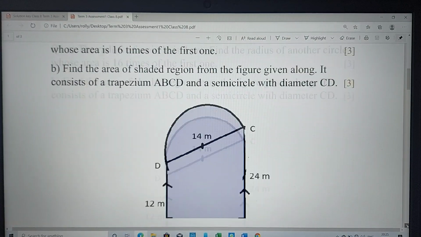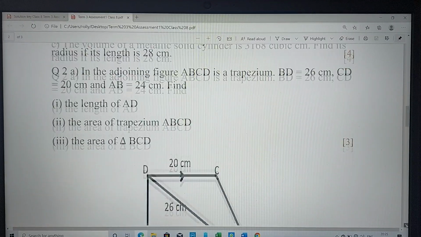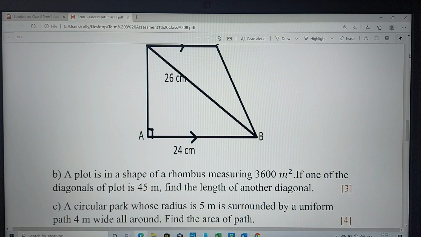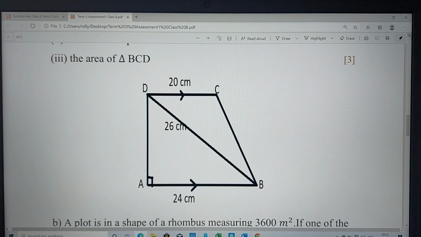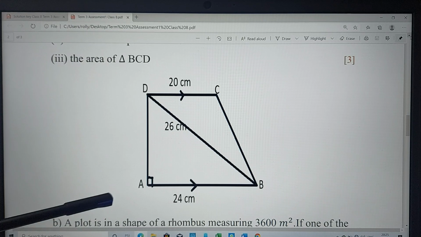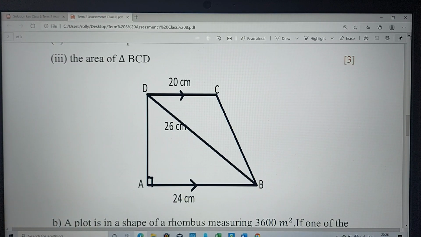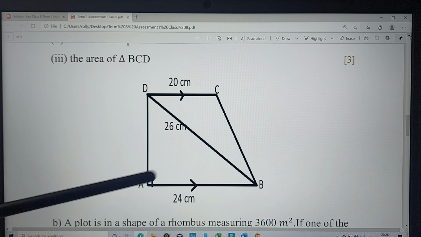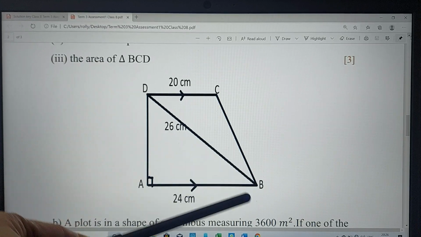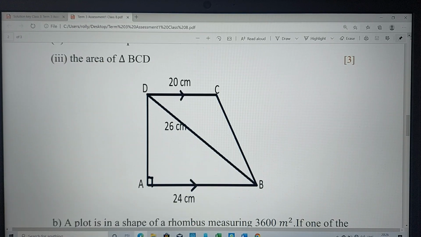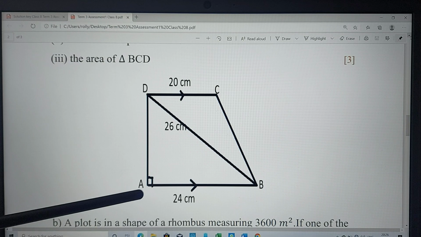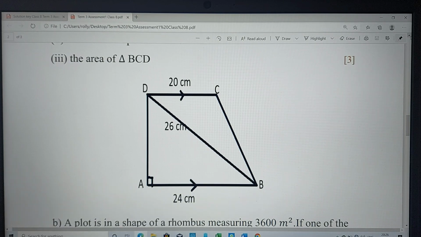You will be able to relate it easily. Okay, this is the question. In triangle ABD, which is a right angle triangle, opposite to 90 degrees we will have the hypotenuse. So BD is the hypotenuse, which is 26 centimeter, and the base is given as 24 centimeter. You are supposed to find out the length of AD.